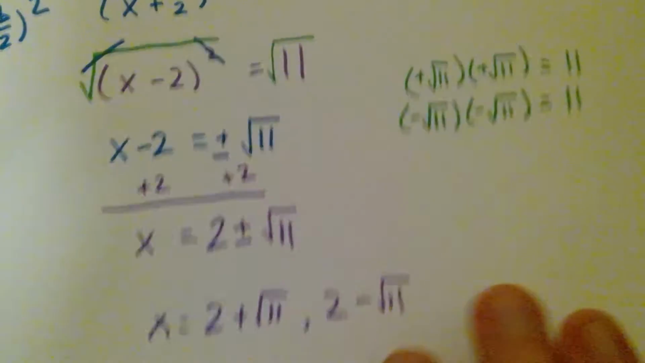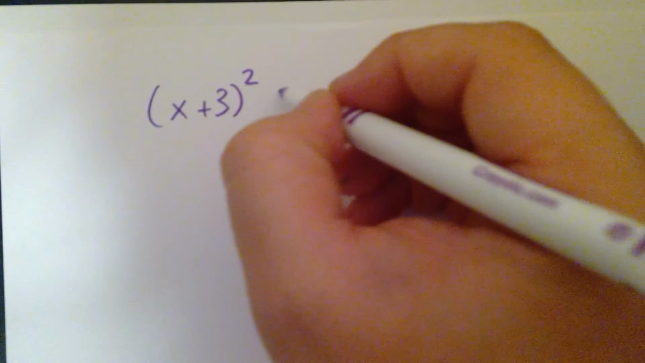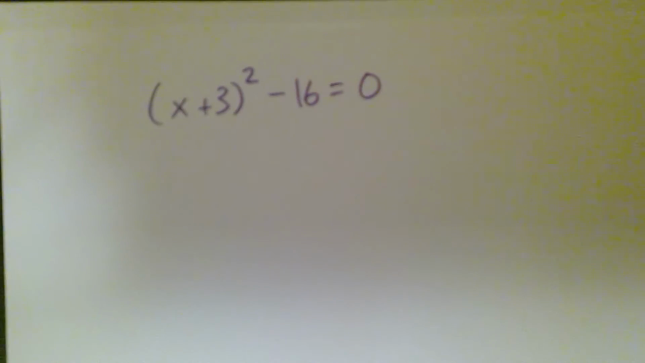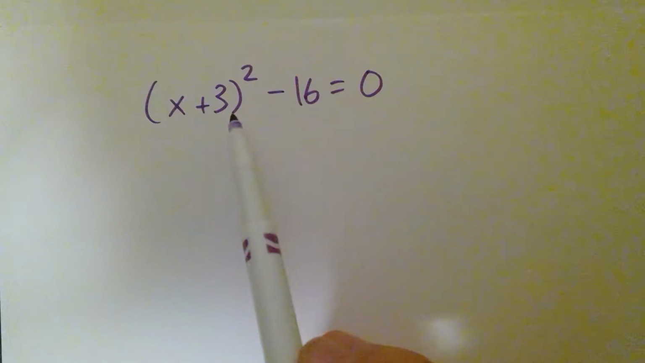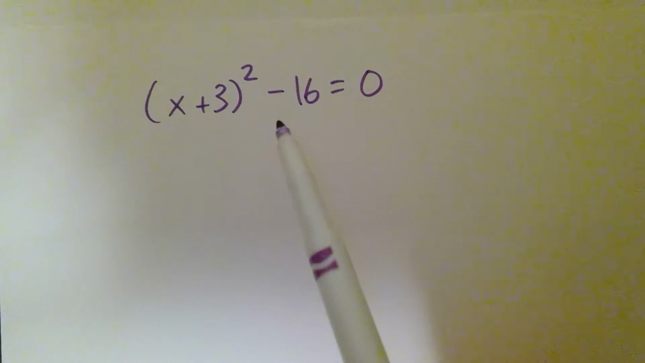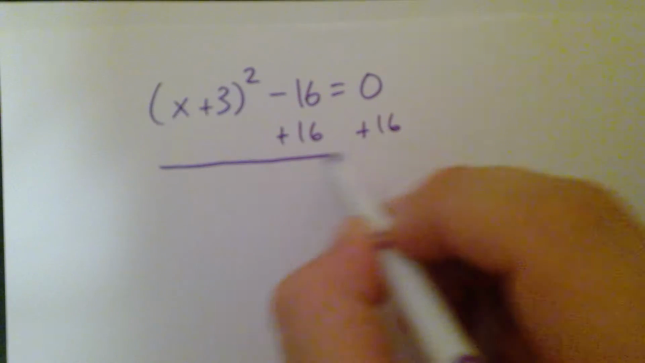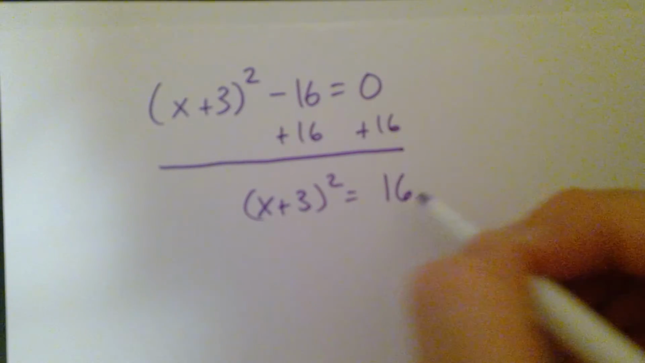Now let's look at one where we are already in vertex form and we're going to solve it. So we completed the square already and we got to the form x plus 3 squared minus 16 equals 0. Like we said earlier, we want to get this x by itself. So we have to do everything outside the parentheses first. So we've got our plus 16 to the other side. So x plus 3 squared equals 16.